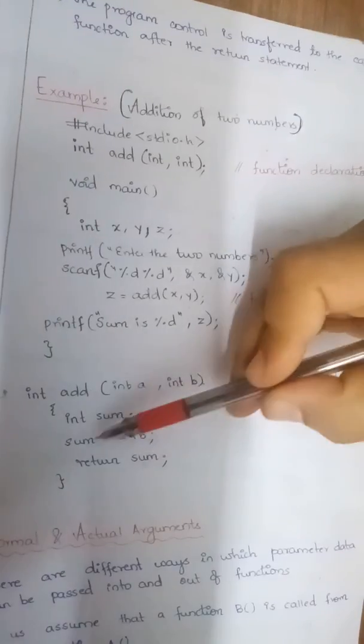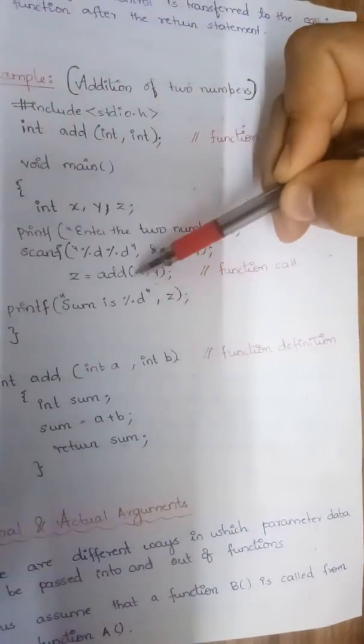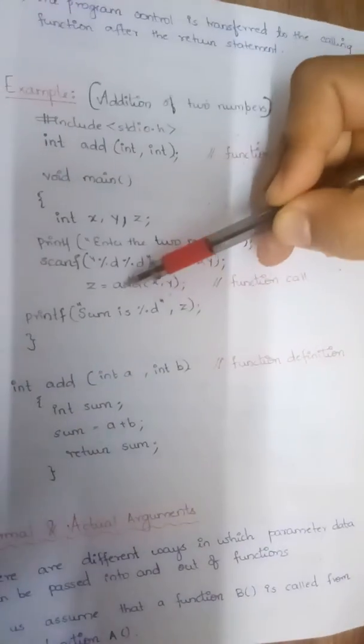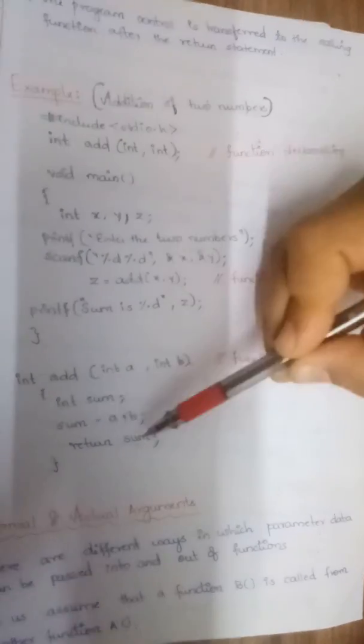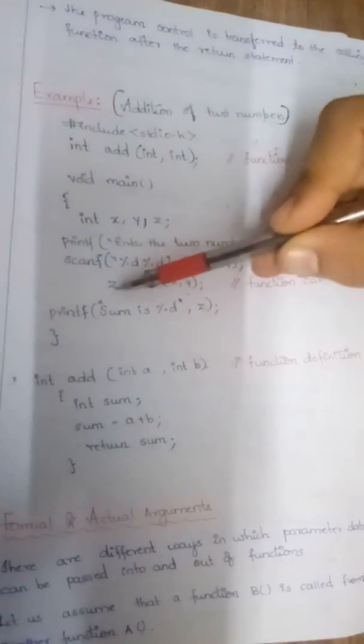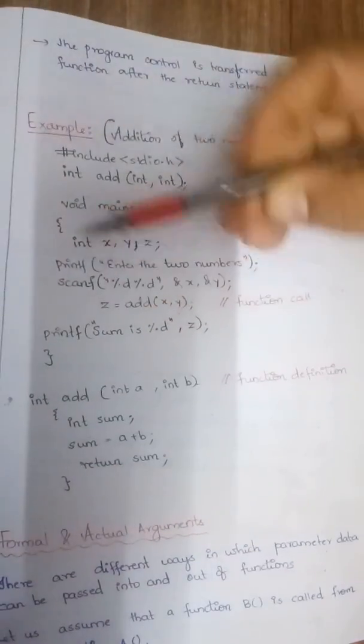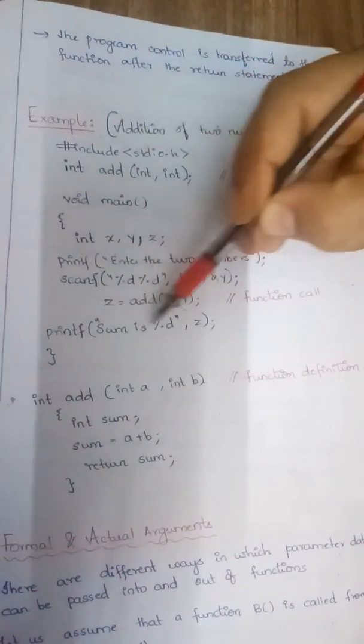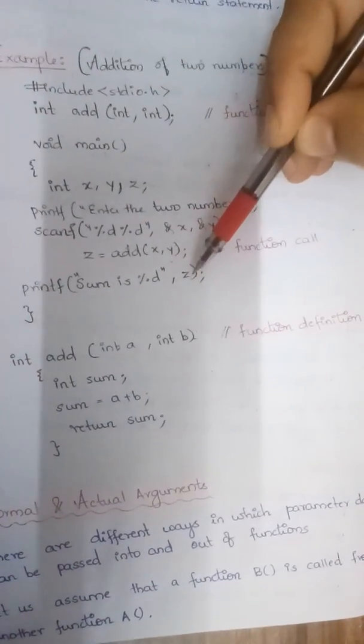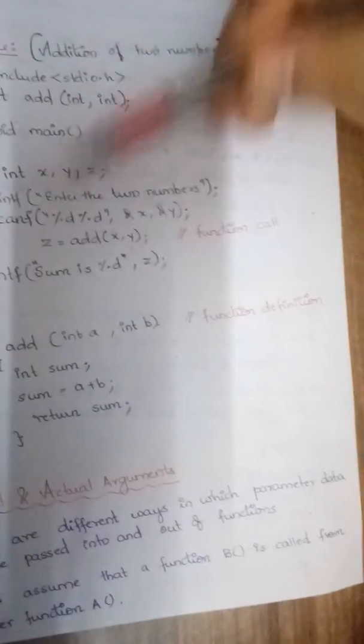So return sum. The value of sum will be passed on to the place from where the control has come. The control returns to the same place it came from, and the value of sum is returned there. So z is equal to the value of sum, which is 5. 5 will be stored in z. Now you are printing: printf sum is percentage d comma z. Z holds the value of sum. Okay, this is how it is working.